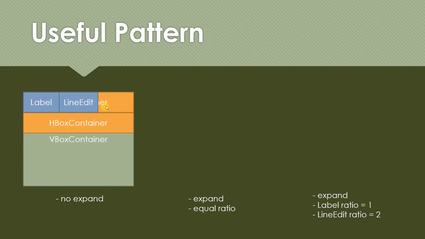So notice that the HBox container has all this empty space. And it does nothing with that empty space. But all controls, including label, including line edit, they have an expand Boolean property. And if you set that to true, what that tells the parent container is, hey, if you have extra space, I would like all or some of that space. And we'll talk a little bit more about that, okay?